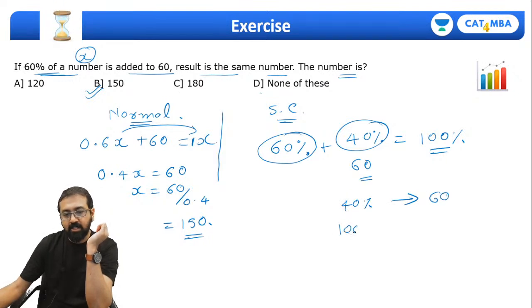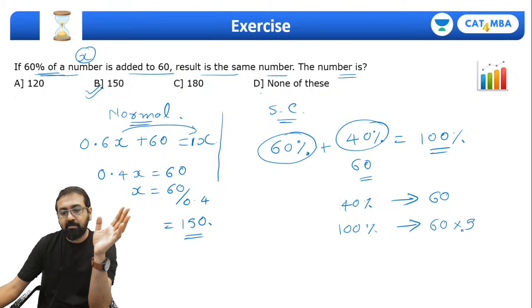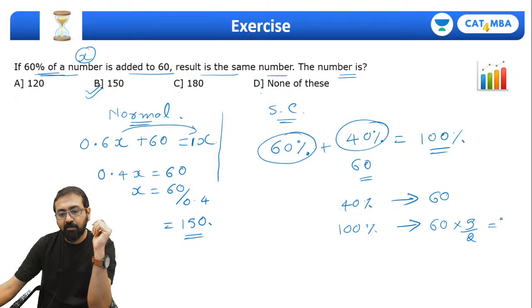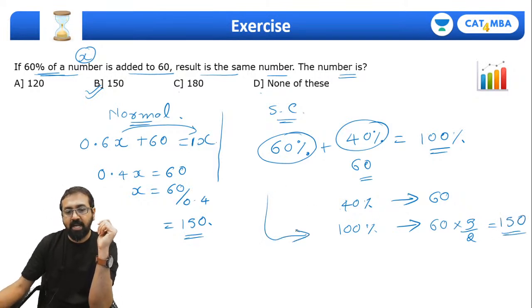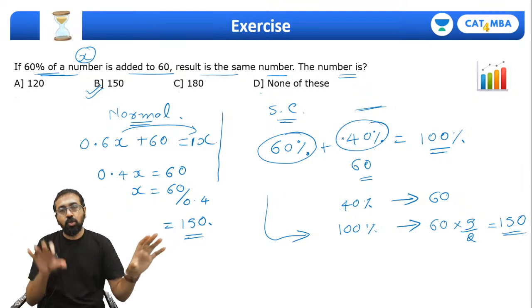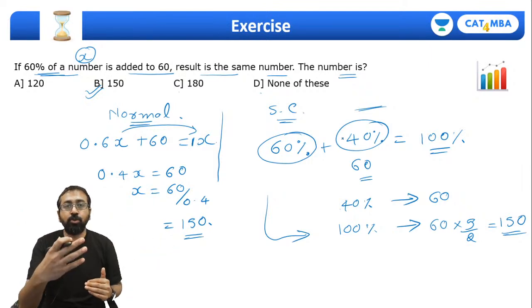So what should be the 100%? You understand, 40% is 2/5. 2/5 is 60. So what is the complete 100%? Multiply by the inverse of 2/5, that is 5 by 2, and you will get once again 150. Straight away, all this has to happen in your mind. You don't even need to write this. Straight away you can make out, okay, 40% is 60, so 100% will be 150. That's it. And this is the stage where I want you to reach.